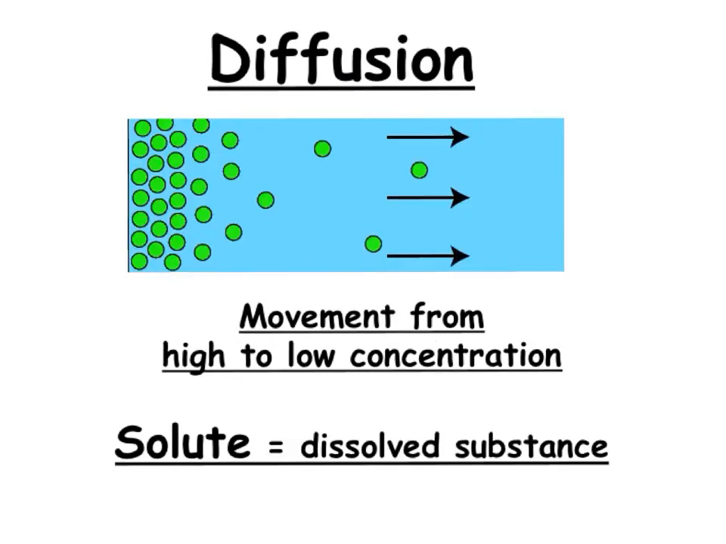Here's a little better picture of it showing you, it's highly concentrated over here. It's low concentrated over here, and it will spread out until it is even. That particle, that little green dot, is the solute. It's the dissolved substance. It could be a bunch of different things, but it's whatever is dissolved in that solution. So that's simple diffusion.